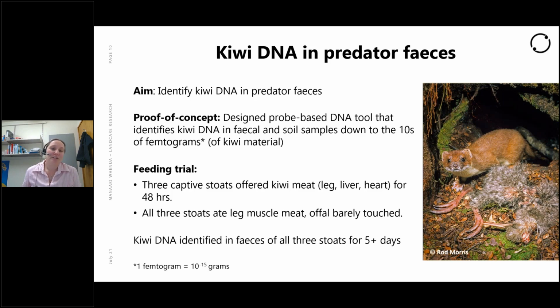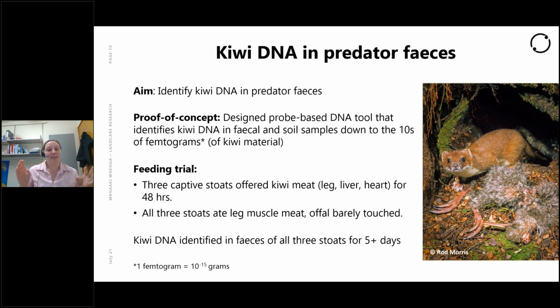So to do that, we looked at doing a feeding trial in which we fed 3 captive stoats kiwi meat. They were offered some leg and liver and heart, and they were given that for 48 hours. And we observed all 3 stoats munching up the leg muscle meat. They thought that was delicious, less keen on the offal that was barely touched. And that sort of corresponds to what we'd see in the wild, but the most important thing is that we saw them eat the kiwi meat.